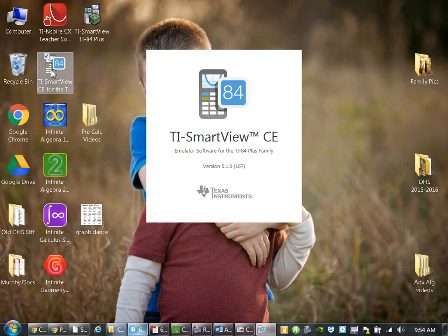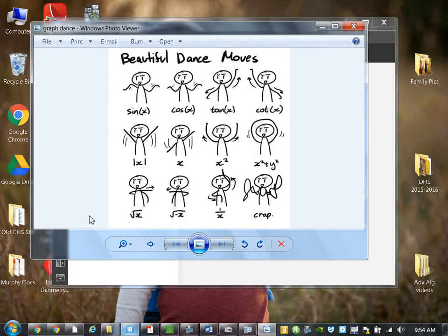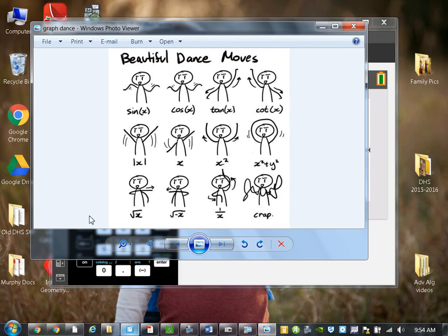Oh, I should show you guys this. My head hurts. The graph dances. We're gonna do sine graphs, cosine graphs, tangent graphs, I don't like cotangents, absolute values. The last one is crap. Nice. You gotta throw a leg kick in there. That's what makes things cool. Did you make this? No. He's not that good of a drawer.